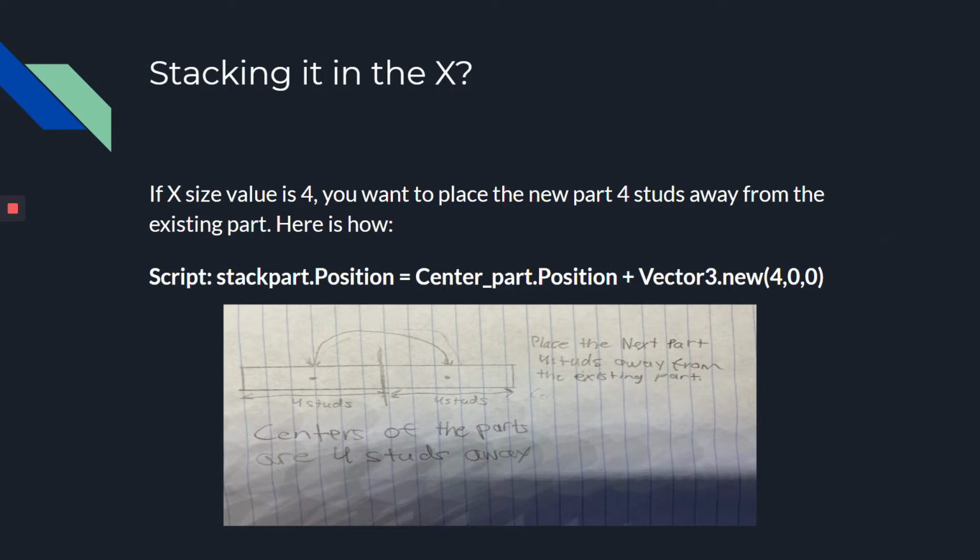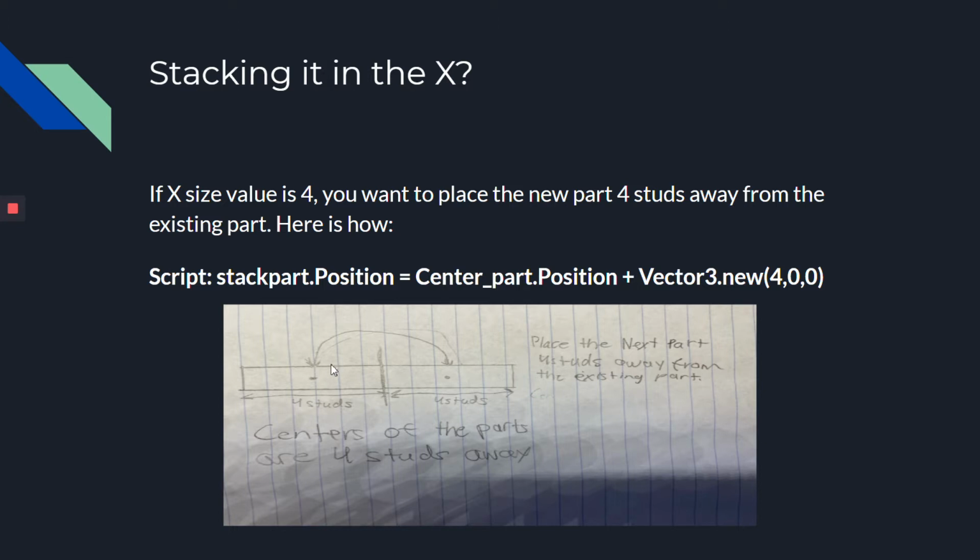Okay? And then below that is a model that I drew of this concept demonstration. Basically, here we have two parts. These two parts are 4 studs long, each one of them. I wrote a little note, place the next part 4 studs away from the existing part, and you may notice that these two little dots here are where the position of the two parts are.